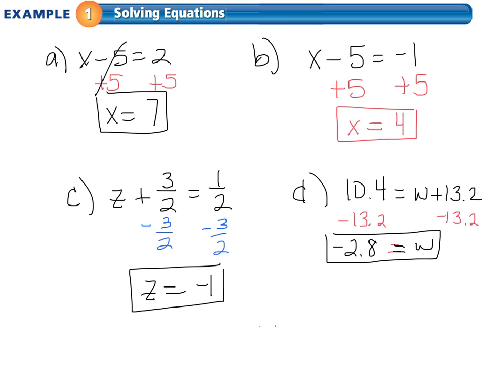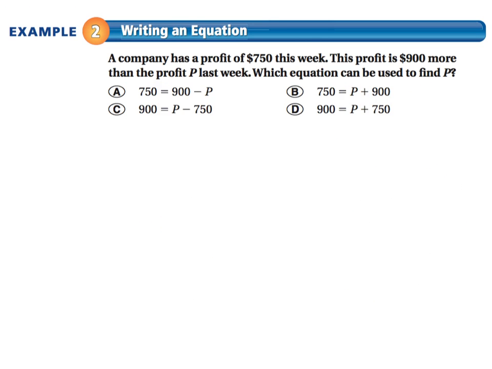Now you could have always done this using the property. What's the property where you can flip both sides of an equation? You could say that w plus 13.2 equals 10.4. That'd be fine. You can flip it around if you want your variable on the left side. So let's look at example number 2.